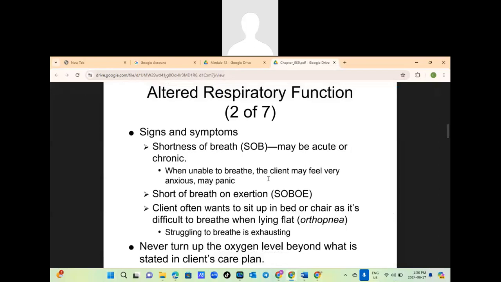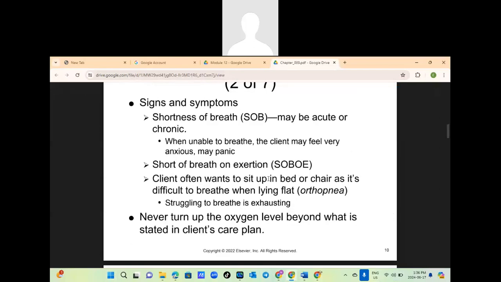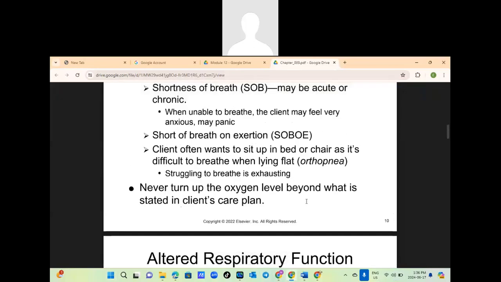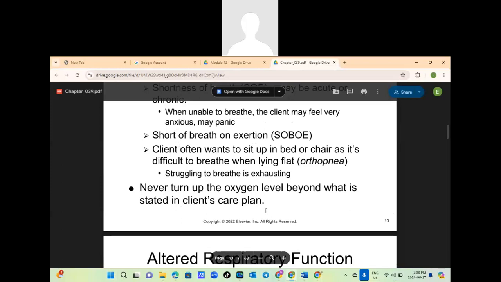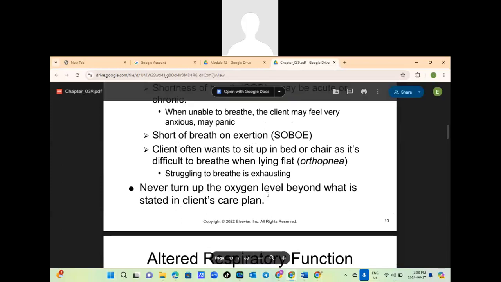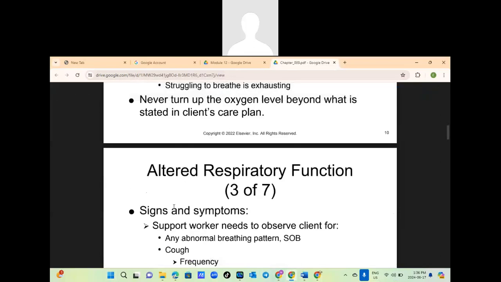Okay, so next is: never turn up the oxygen level beyond what is stated in the client's care plan. Never turn up the oxygen level beyond what is stated in the care plan. Because remember, these are prescribed by the doctor.